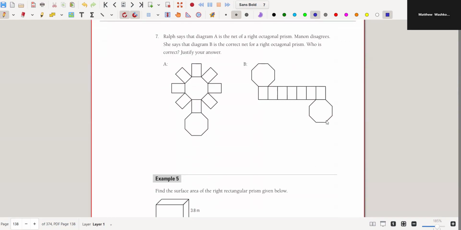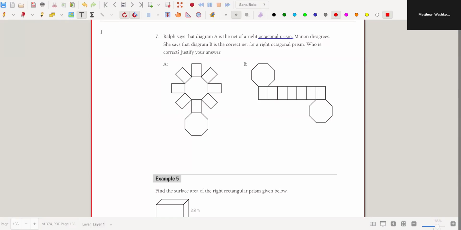Now, question 7. Ralph says that diagram A is the net of a right octagonal prism. One person disagrees, Manon. She says that diagram B is the right net for an octagonal prism. Who is correct? Justify your answer. I want you to think about it. I want you to spend a literal minute, think about it, and explain your reasoning. Literally write it down. So 3, 2.